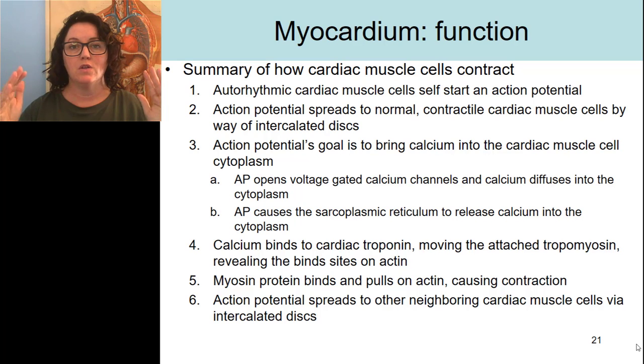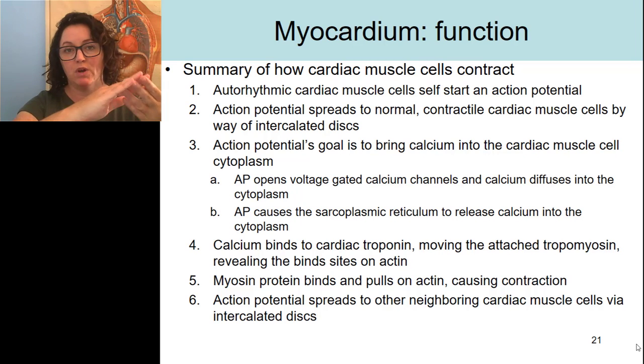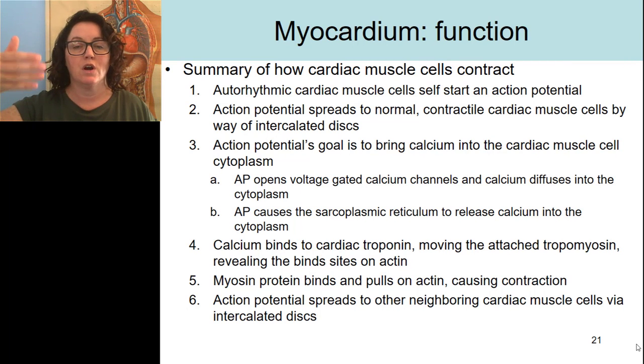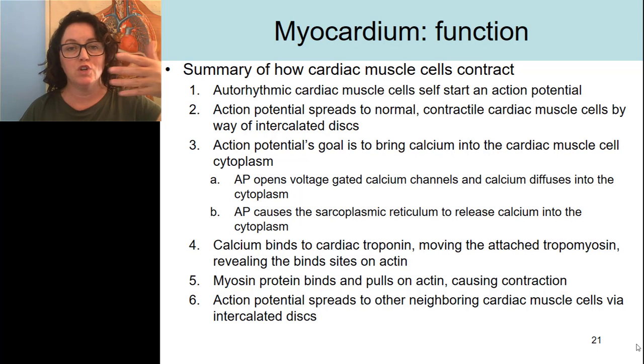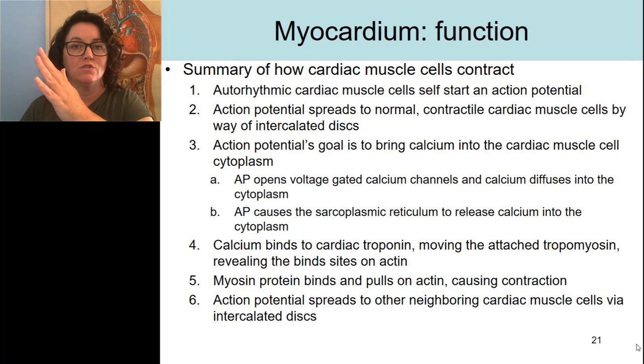So when the autorhythmic cardiocyte initiates an action potential, it can spread to the contractile cardiac muscle cell, and then it can spread to its neighbor, right? What's happening here is ions like calcium and sodium are flowing through tunnels in the intercalated discs and just following their diffusion gradient, going from an area of high concentration to low concentration, traveling from one cardiac muscle cell to the next.